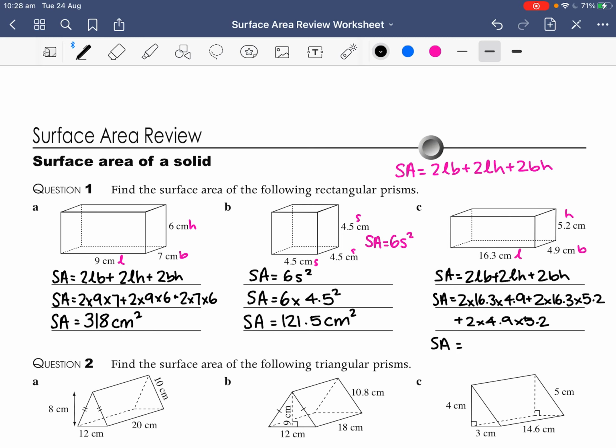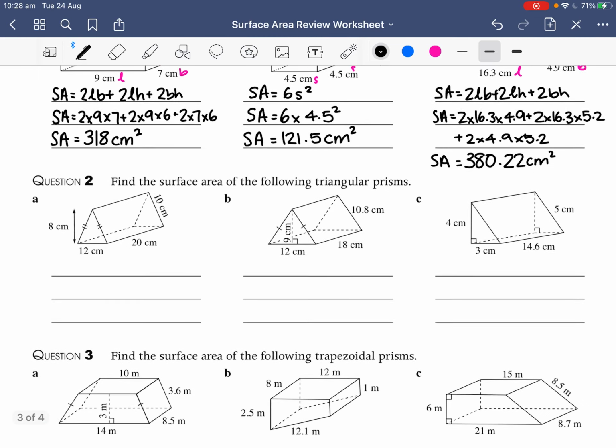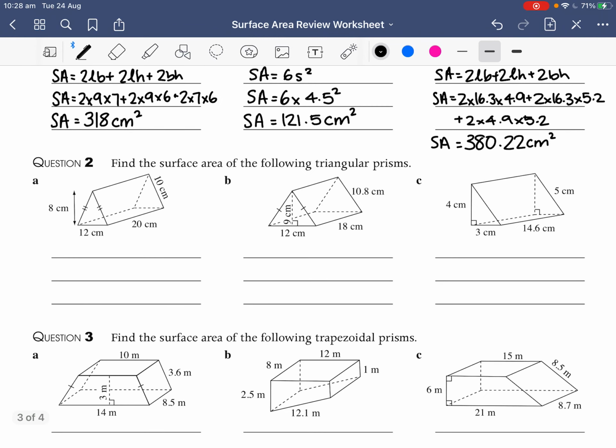We put this into our calculator and we get 2 times 16.3 times 4.9 plus 2 times 16.3 times 5.2 plus 2 times 4.9 times 5.2. And we get 380.22 centimetres squared. For question 2, we want to find the surface area of the following triangular prisms.